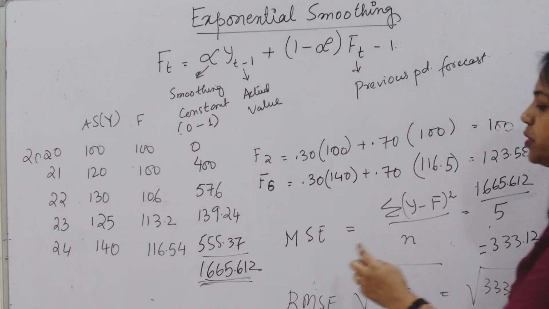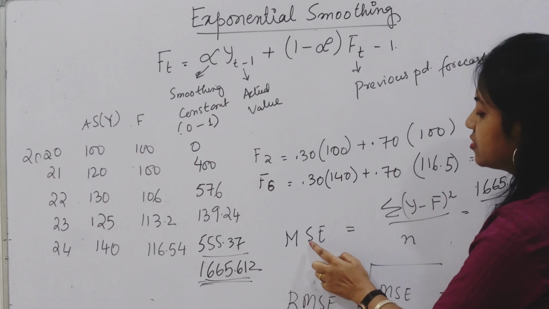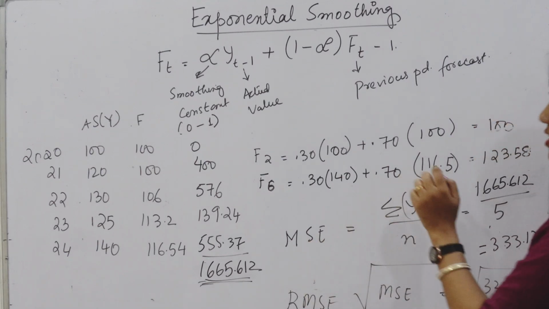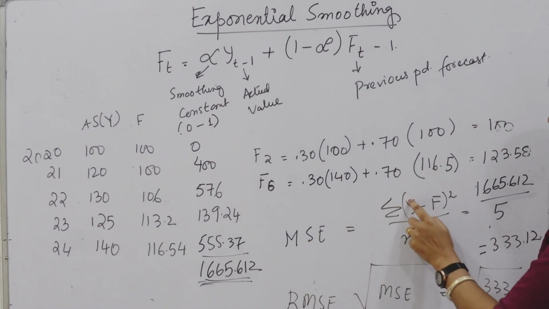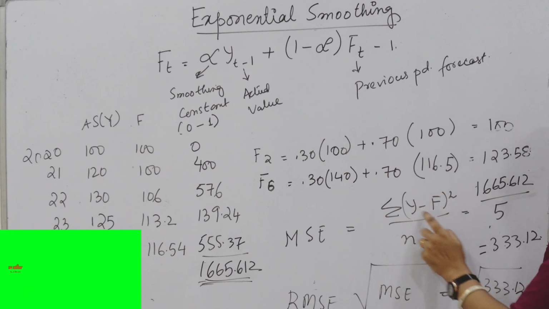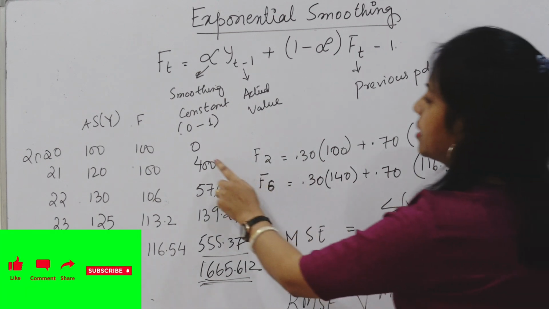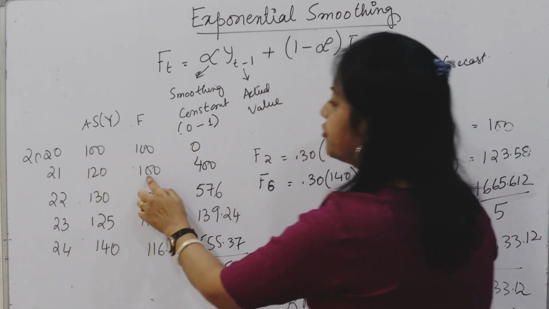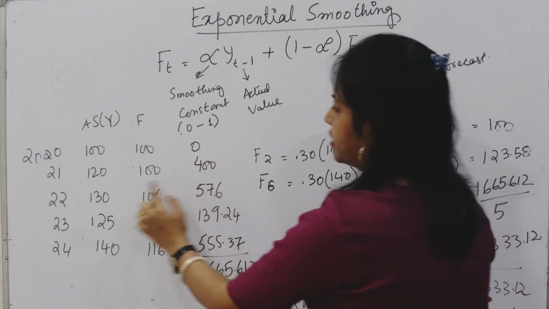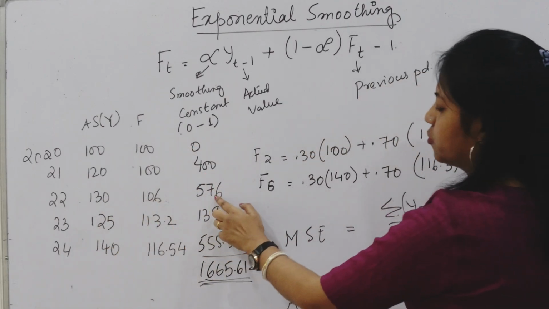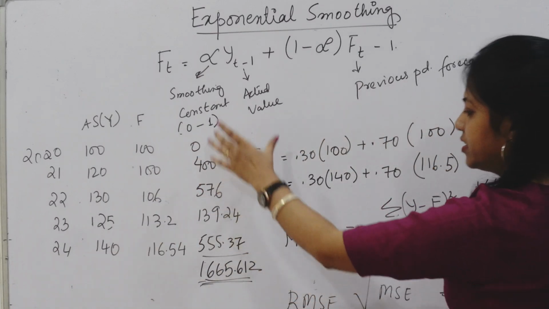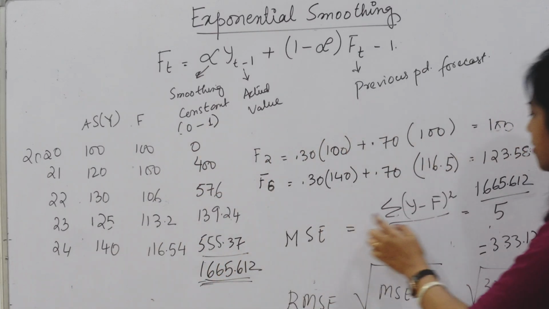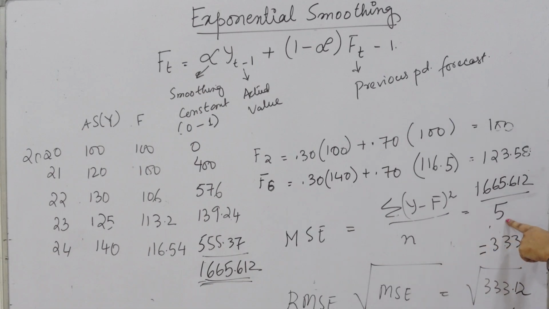We can judge this with the help of two measures. One is mean squared error. Mean squared error is nothing but your Y, the actual value, minus F, the forecasted value. You take the difference and square it. So for example, if my actual and forecast have no difference, it is 0. If actual and forecast have a difference of 20, you square it, so it becomes 400. Then you sum them all. After summing, you have to divide by the number of time periods, which is equal to 5. So ultimately, you get the mean squared error as 333.12.